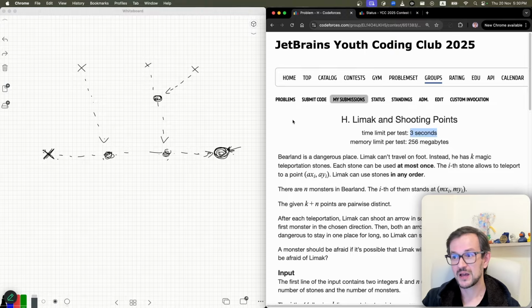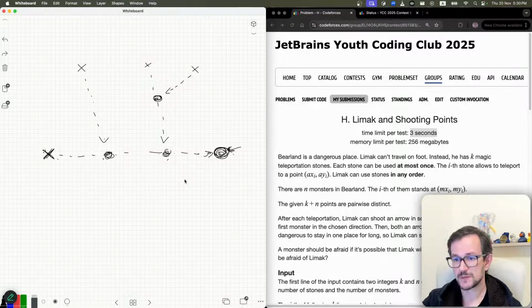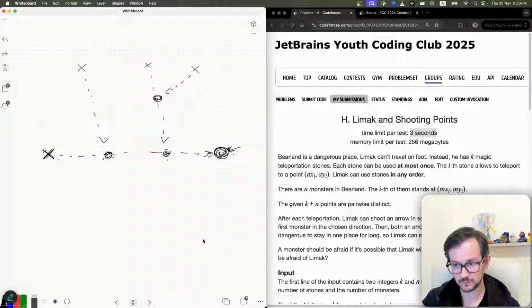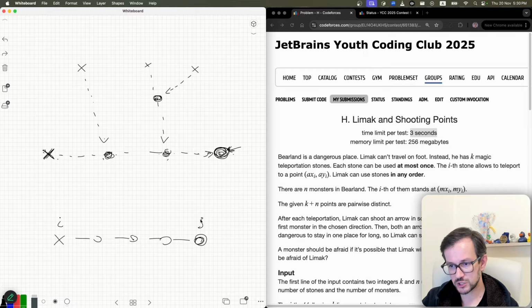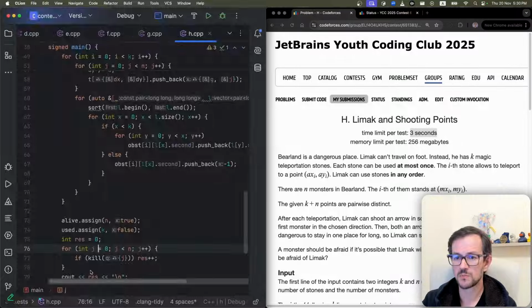But okay, the way I implemented it: to make this code work fast, I need to pre-calculate the following. For each monster and each gun, I will pre-calculate which other monsters I need to kill before. This is something I will calculate before I do backtracking. So for each pair of gun number I and monster number J, I will put all these monsters into some specific array. I call it, let's do it, obstacles, okay?